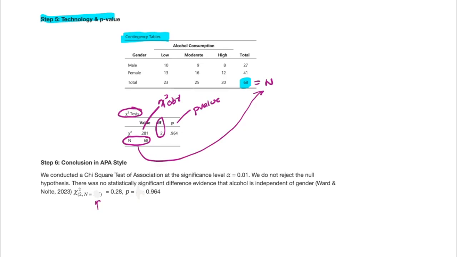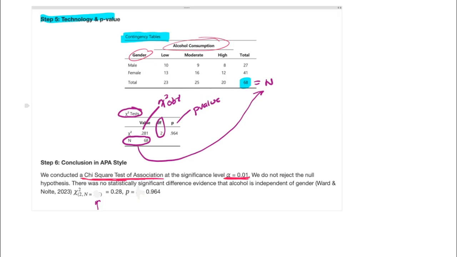So the first thing you need to say is the type of test. So we did a chi-square test of association. It has other names like chi-square test of independence. Because we have two variables, gender and alcohol, we can say it's a two-way chi-square. That's also appropriate. I just go with association because that's what Jamovi calls it. Alpha was 0.01.